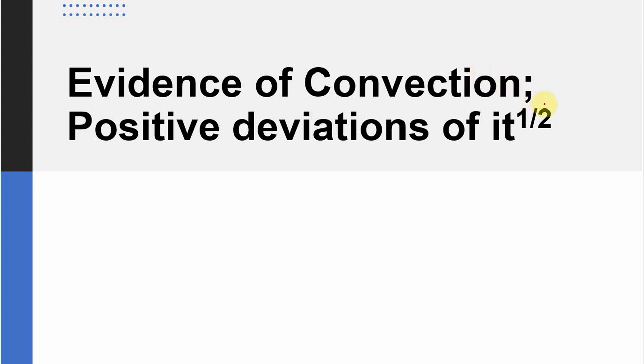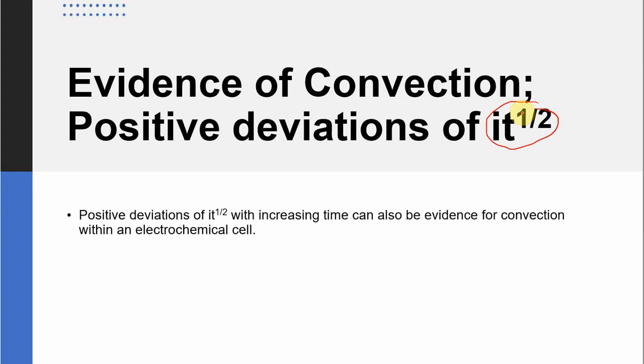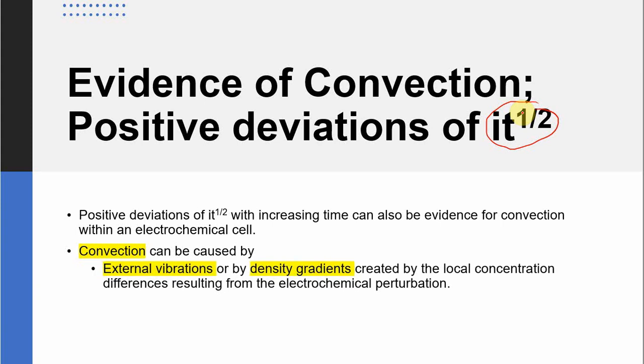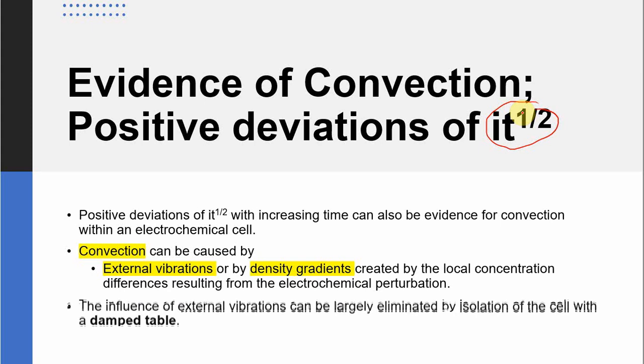The same product also gives us evidence of convection, and it is coming from the positive deviations of this product. So positive deviations of I t^(1/2) with increasing time tell us that convection in an electrochemical cell is taking place. Convection can be caused by external vibration or by density gradients created by local concentration differences resulting from electrochemical perturbation. The influence of external vibration can be largely eliminated by isolation of the cell with a damped table, and we will see what a damped table is.